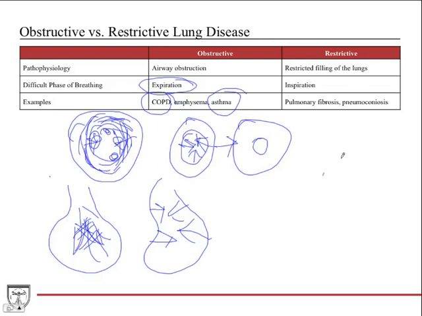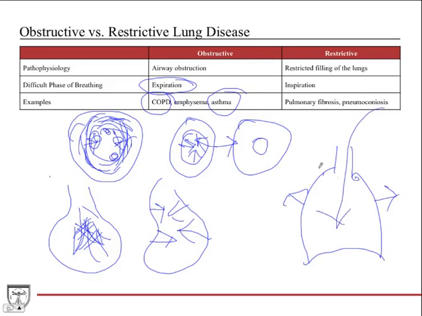Versus restricted lung disease, where, so if you have your lungs like this, you have disease that makes it much more difficult. So remember, the lungs expand out to help drive air in. What happens is really the tissue gets thicker and stiffer, stiffer lungs, thicker lungs, and it makes this expansion much more difficult. Okay, so the lungs can't expand out as much, which makes inspiration much more difficult. And the causes for this are pulmonary fibrosis and pneumoconiosis, and those are things you can read in much more detail in a pathology book or pathology lectures.